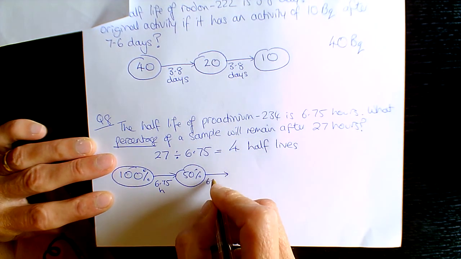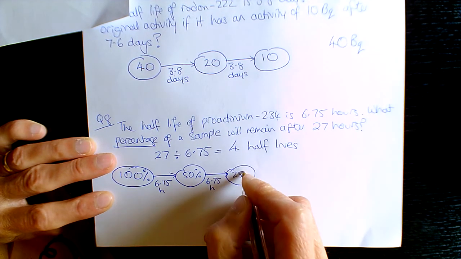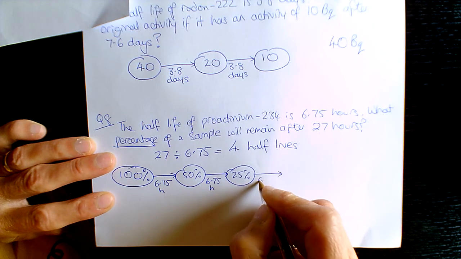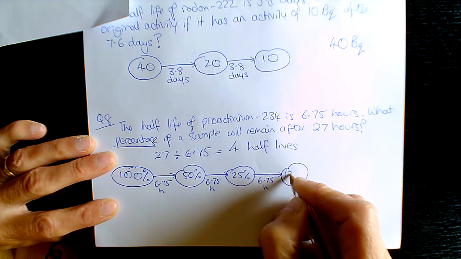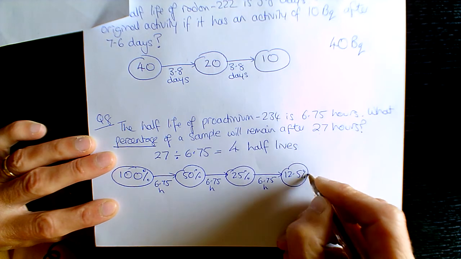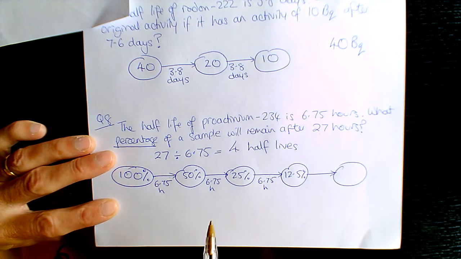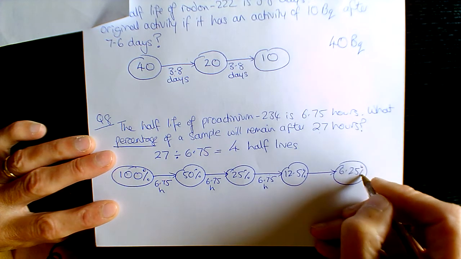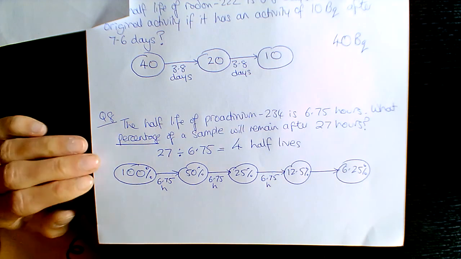After another 6.75 hours, it's going to be 25%. So that's 2 half-lives. After another 6.75 hours, it's going to be 12.5%. And finally, after 4 half-lives, 1, 2, 3, 4, so you count the arrows, it's going to be 6.25%, and that's your answer. 6.25% remains after 27 hours.